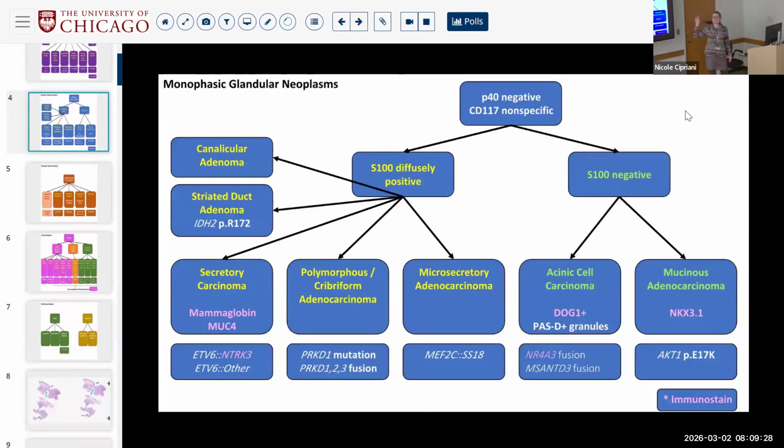The monophasic ones that are one cell type are either those that are P40 negative, so they don't have any true basal differentiation. The reason we don't use P63 in these is that they can be aberrantly positive non-specifically. So P40 is the true, in salivary gland, true basaloid, true myoepithelial marker. Amongst these, there's the ones that are S100 positive, like secretory, polymorphous, and microsecretory, and the ones that are negative, like acinic and mucinous, and then some rare ones on the side. But they're all sorted by S100.